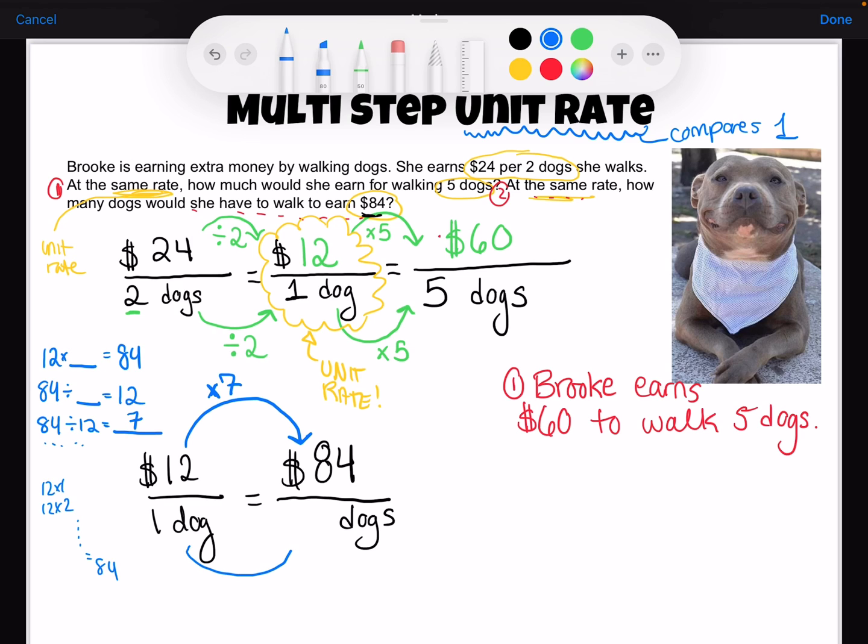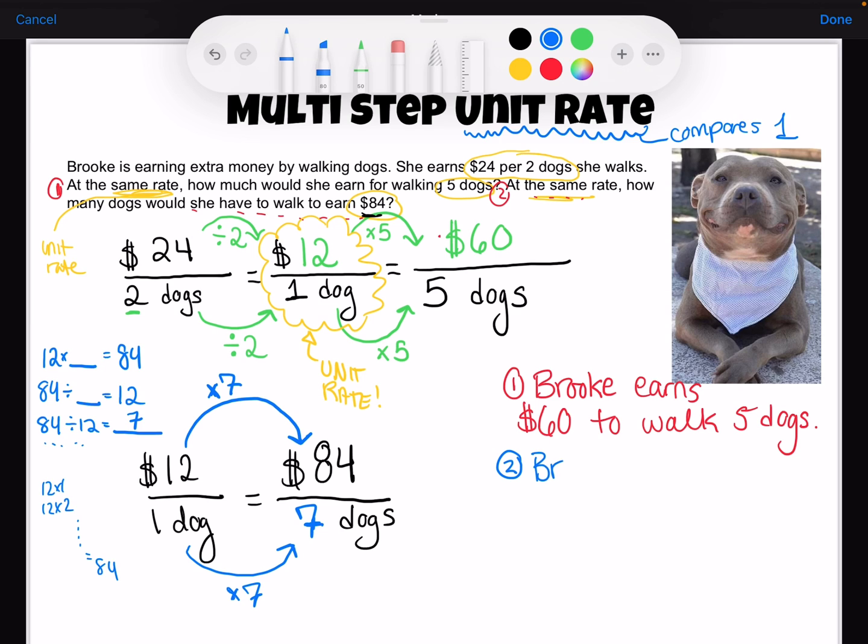And whatever we do to the top, we are going to do to the bottom, which means we're also going to multiply one dog times 7, which means in order to earn $84, Brooke would have to walk 7 dogs. So we get 7 dogs there in the denominator. Going back to the question, at that same rate, how many dogs would she have to walk to earn $84?